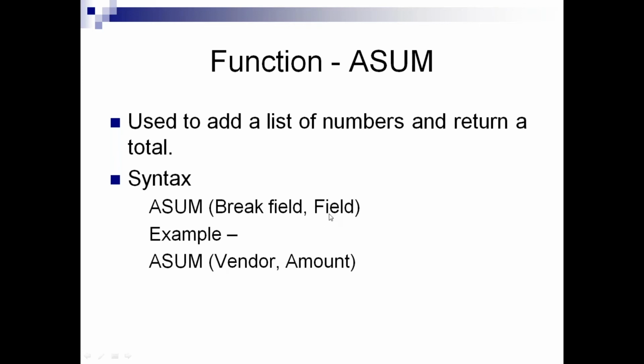So this could be the field off the invoice. Maybe I'm looking for just a grand total by vendor instead of printing the detail. Okay. So again, it's ASUM bracket, the field that you need to break the total by, comma, the actual amount field that you need added up.